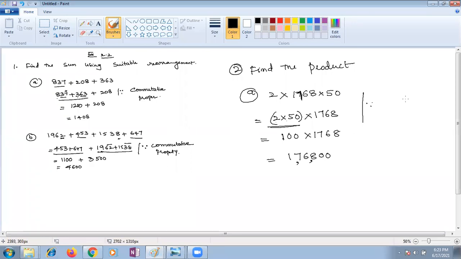Yes, associative property. Associative property means grouping. Yes, we are grouping 2 and 50 together. Even though we are changing, both we are using, children. We are changing and grouping. We are using the commutative as well as associative. We are changing the order and making a group.